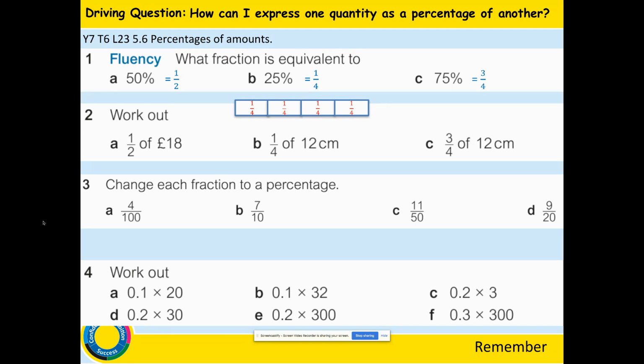Question 2, work out half of 18. The denominator is 2, so you're going to divide by 2. 18 divided by 2 is 9, so it'll be £9. A quarter of 12. Here's a bar to help you. If you cut 12 in half, you'll have 6, but to get a quarter, you've got to cut it in half again. Half of 6 is 3. So a quarter of 12 centimetres is 3 centimetres. So 3/4 of 12 centimetres. If 1/4 is 3, we've got 3, add 3, add 3 to get 3/4, which is 9 centimetres.